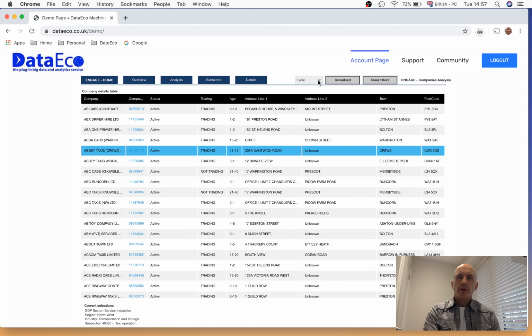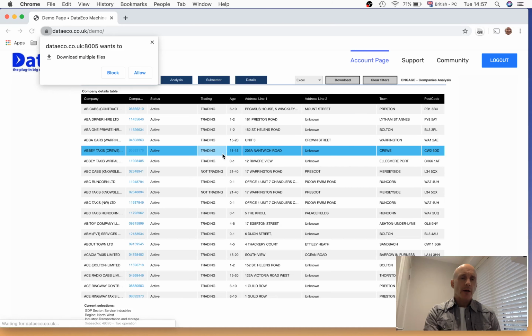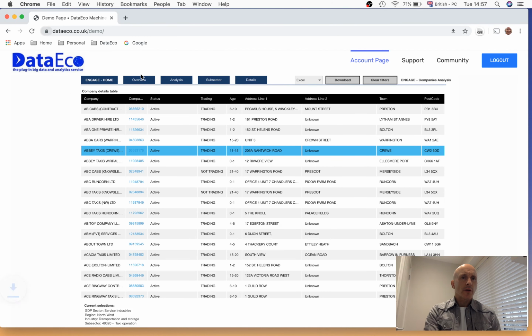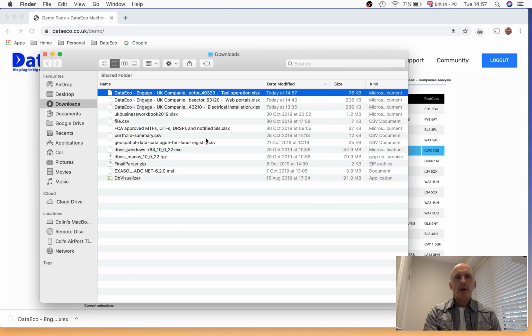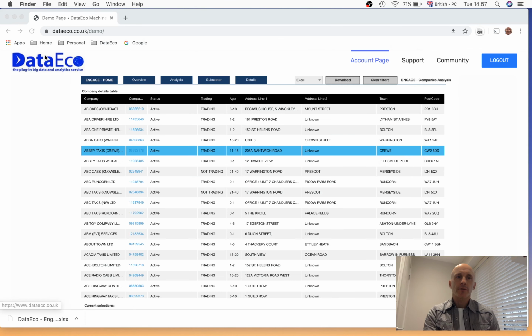If indeed we need to export, we do have the options of Excel, PDF, and PowerPoint, and we can just click the download button, and the file will download, and we'll download various sectors to that file. What it also does is pre-tag the selection of what was in the criteria to the actual file name, so you can see what you selected as you went through.